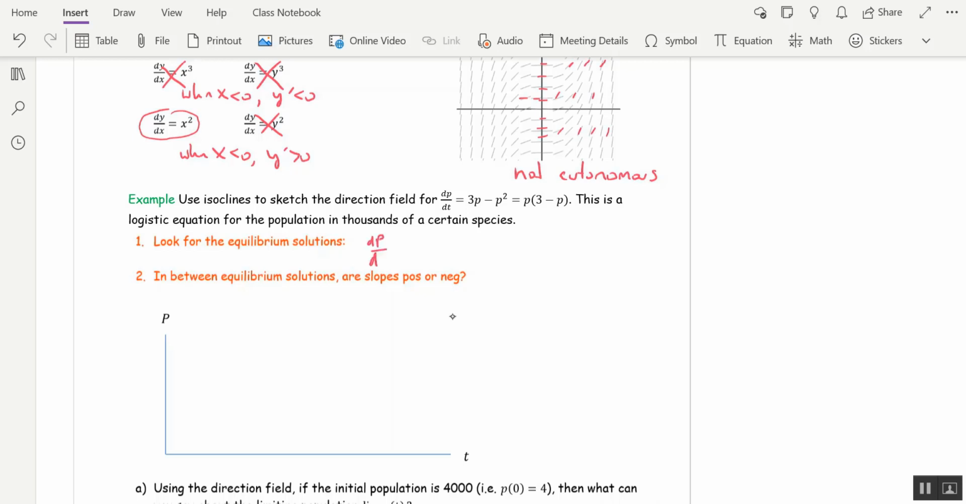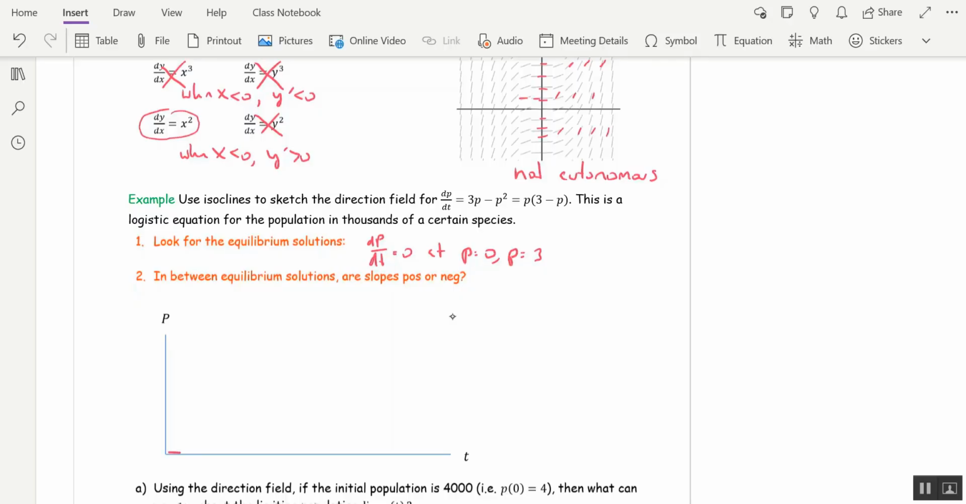So dP/dt is 0 at, well, this is factored here, P equals 0 and P equals 3. So at P equals 0 and P equals 3, I have lines of slope 0. So let's just draw those in. Got an equilibrium solution here. Notice I'm not drawing this graph for P negative or t negative, because typically the logistic equation is talking about, well, in this case, populations in thousands of a certain species. You can't have negative amounts of species, and you can't have negative time. All right, and then this is P equals 3 for 3,000. Got an equilibrium solution there.